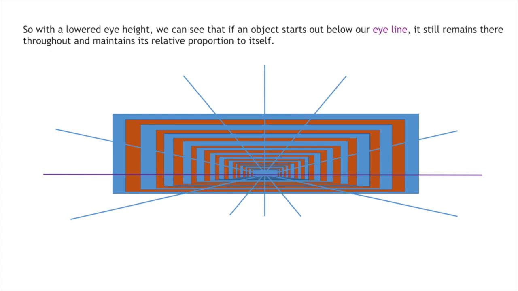So with the lowered eye height, we can see that if an object starts out below our eye line, it still remains there throughout and maintains its relative proportions to itself. So again, these boxes or rectangles, you can put them in any position. They will continue on in proportion linearly, right? And remembering that height is inversely proportional to 1 over the distance.